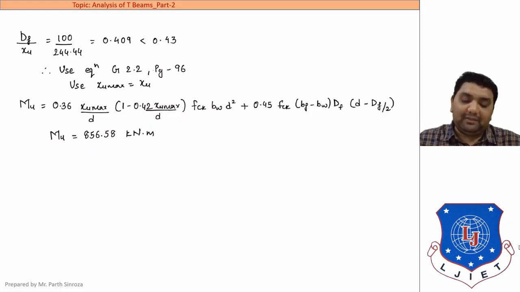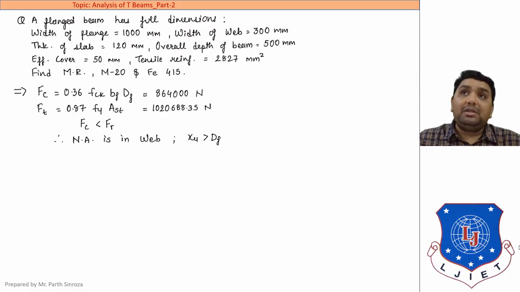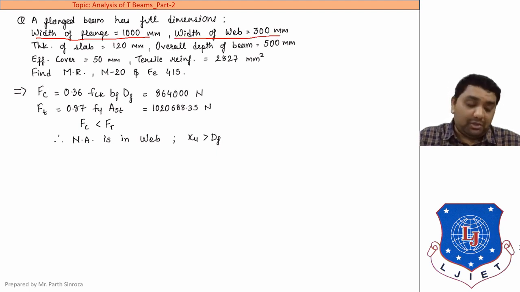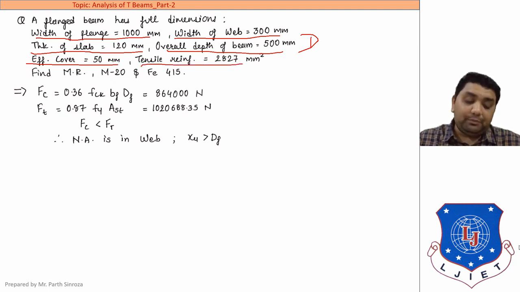Moving on to the next sum. The question is, a flanged beam has the following dimensions. The dimensions are given: width of flange, that is bf, width of web, that is bw, thickness of slab, that is depth of flange Df, and overall depth of beam, that means capital D, is given. Effective cover is 50, therefore the effective depth will be 450 mm.